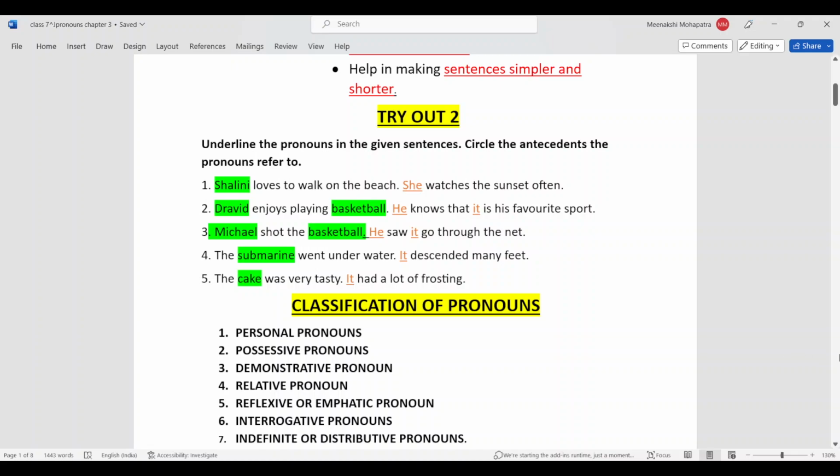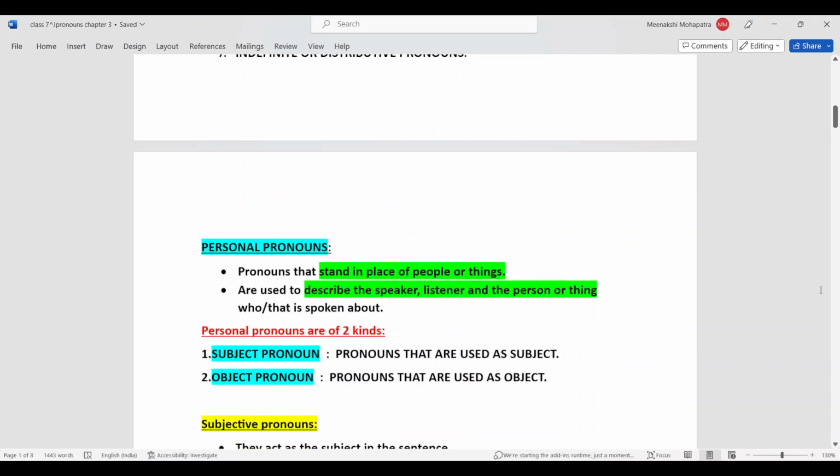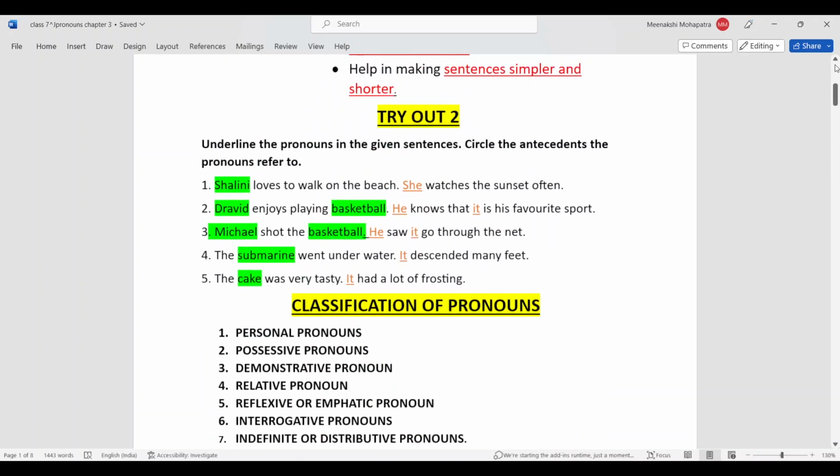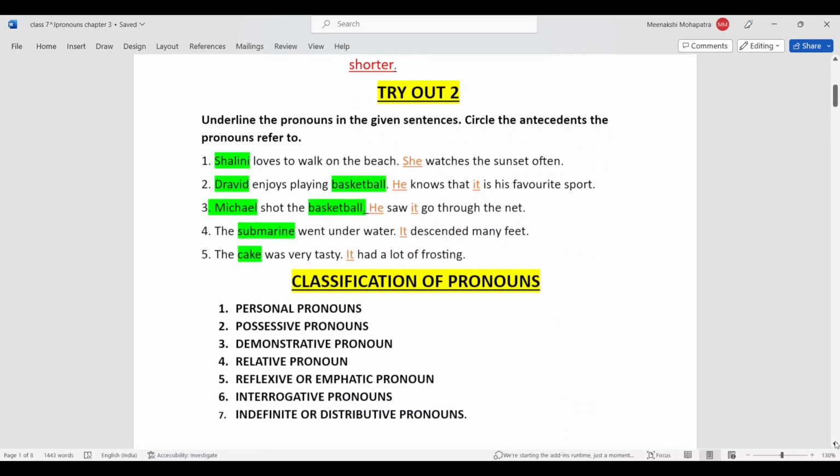Now, children, classification of pronouns. Pronouns are classified into 7 kinds. They are personal pronouns, possessive pronouns, demonstrative pronouns, relative pronouns, reflexive or emphatic pronouns, interrogative pronouns, and indefinite or distributive pronouns.